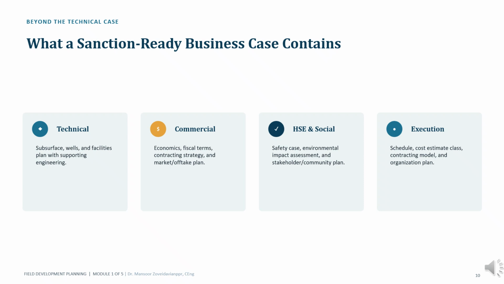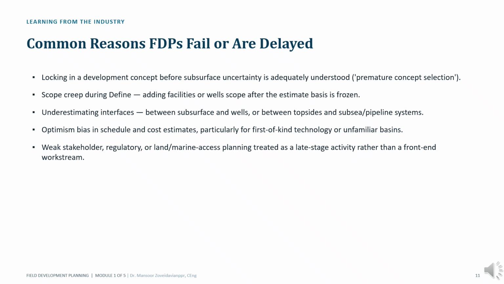Think of these 4 areas as 4 legs of a table. If one leg is weak, the entire business case becomes unstable. That is why investment decisions are based on a balanced assessment of technical, commercial, HSC, and execution readiness rather than technical performance alone. This slide highlights several recurring patterns observed across the industry.